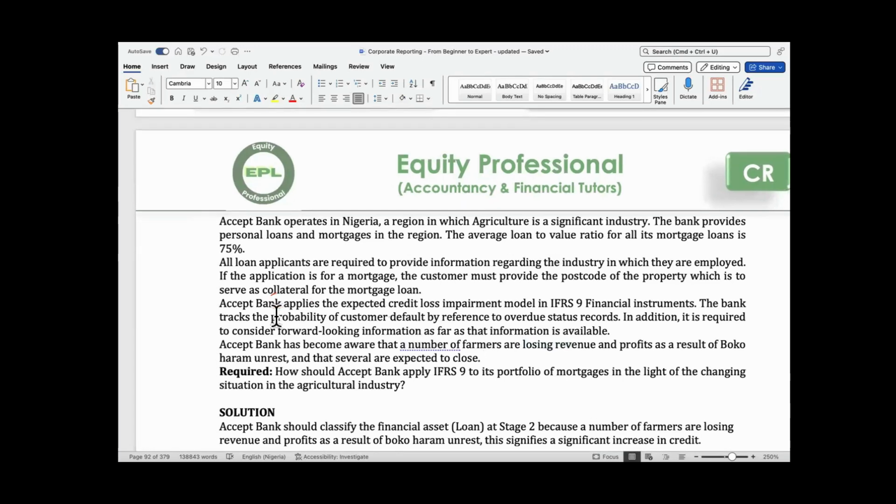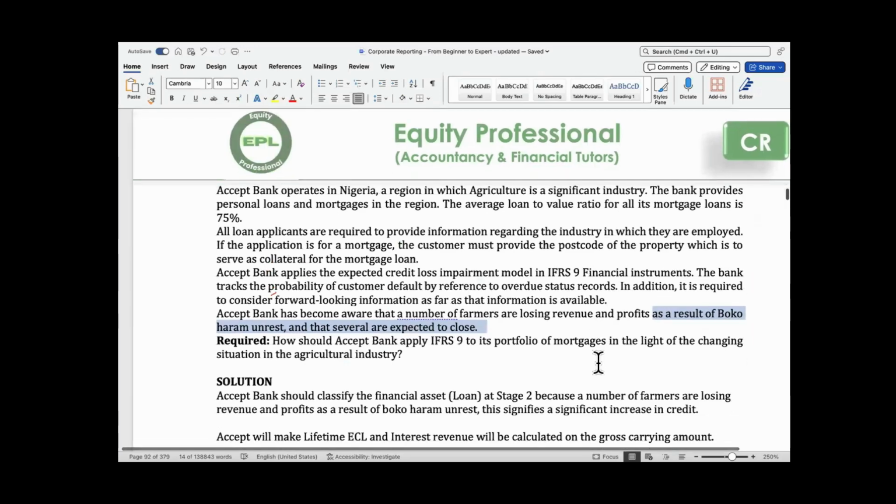Okay, from what I've taught you, here they told us that Asset Bank has become aware that a number of farmers are losing revenue as a result of Boko Haram unrest. This is what we call increase in significant credit risk. It means credit risk has increased. So Asset Bank needs to classify the financial asset at stage 2, because the farmers are losing revenue and profit because of Boko Haram unrest. That signifies a significant increase in credit risk. So he puts it in at stage 2, and at stage 2, remember that he will be recognizing a lifetime ECL. And that's the solution to this one.